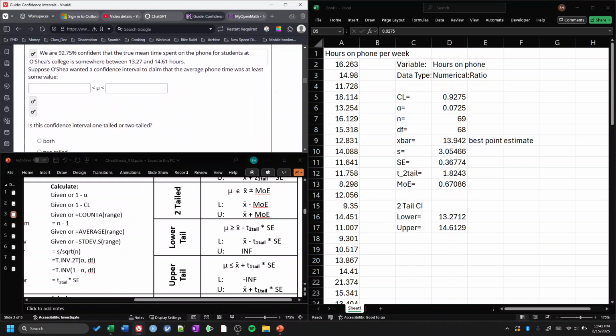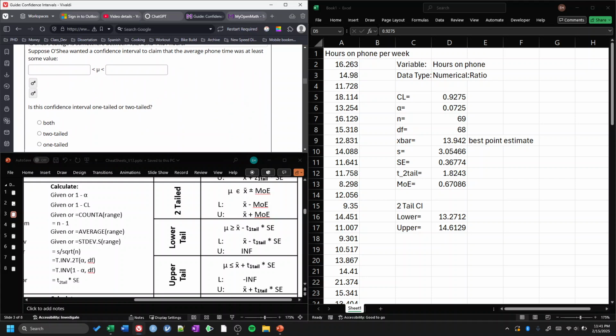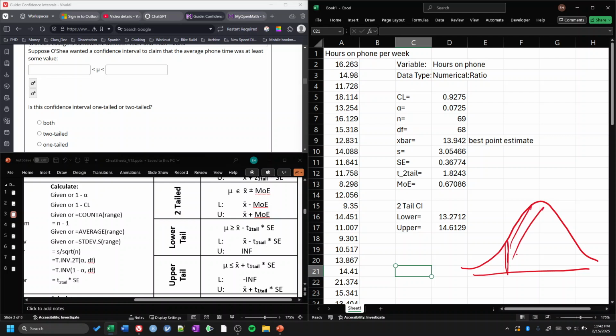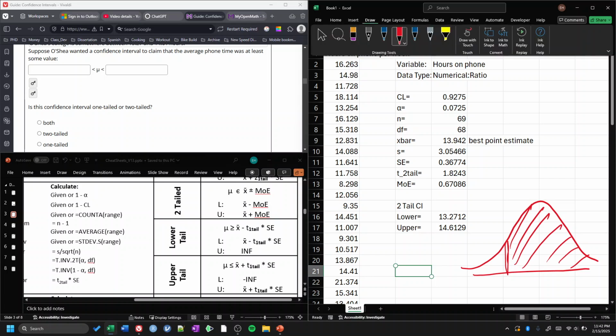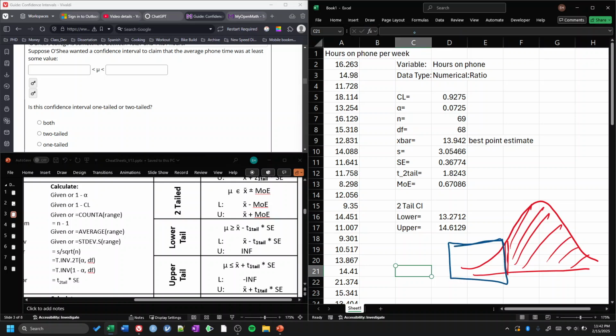Okay, the next one down, it says, suppose O'Shea wanted a confidence interval to claim that the average phone time was at least some value. Let's draw out another picture. Remember, pictures are going to really help us right now. So if we want to say, hey, we're 92.75% confident that the average phone time is at least some value, we're giving a minimum value and saying that it could be bigger. So when we say it can be bigger, it can go all the way to infinity. And this is called the lower tail. Notice where our error region is. Our error region is this lower tail. That's why we have a lower tail over here.